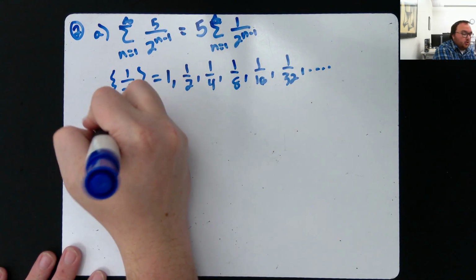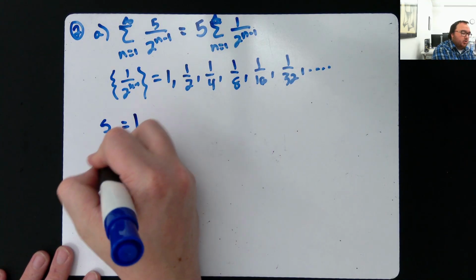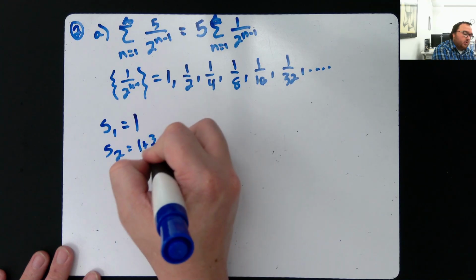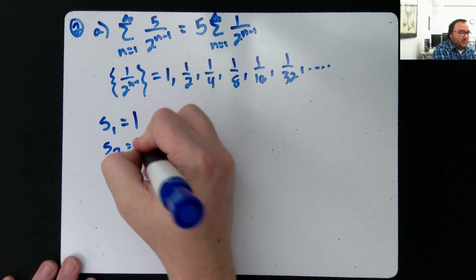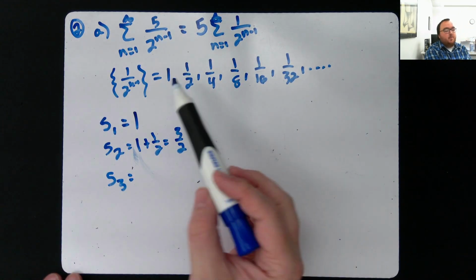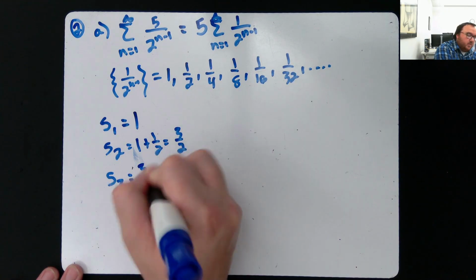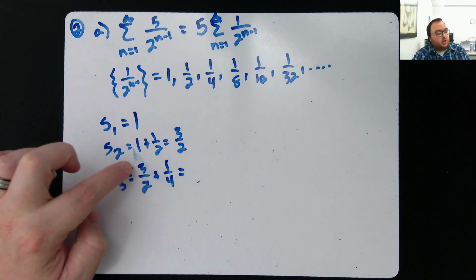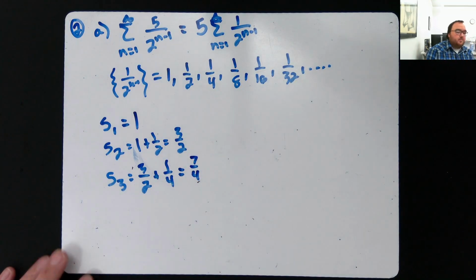So my first partial sum is going to be just my first term, which is a 1. My next partial sum is going to be the sum of my first two terms. 1 plus 1 over 2, which is 3 over 2. Then my third partial sum would be the sum of my first 3 terms. My first 2 I know add up to 3 halves, plus 1 fourth. I would need to make this a 4, so times 2. 3 times 2 is 6. 6 plus 1 is 7, so 7 over 4.